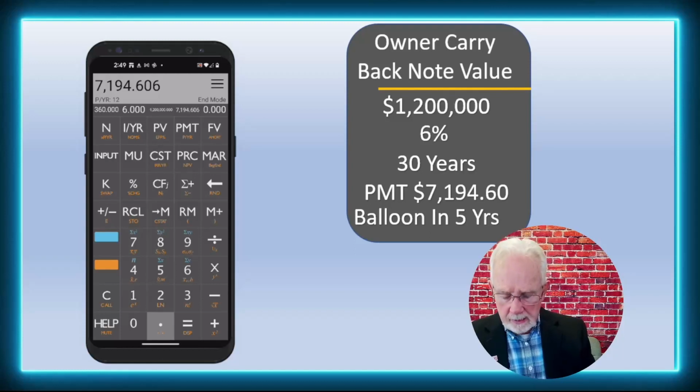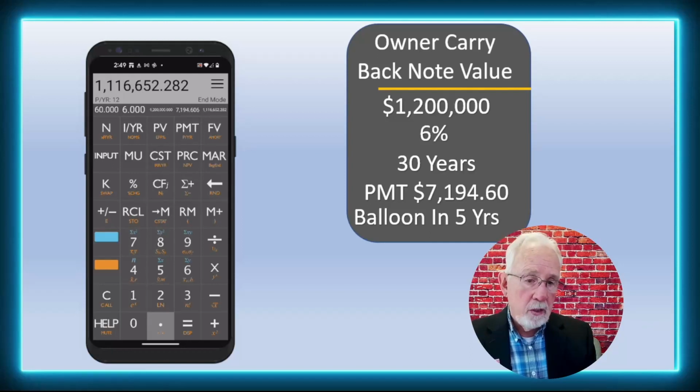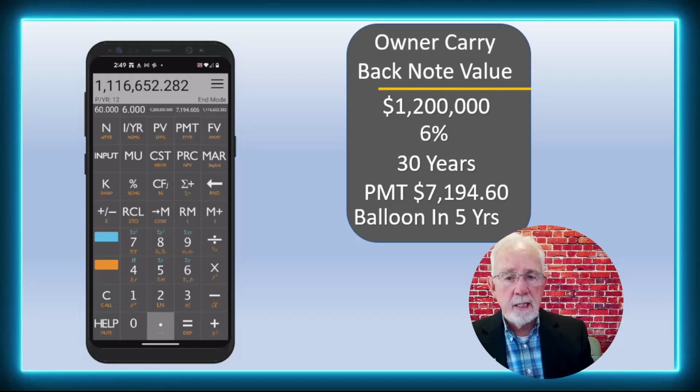And so let's see, 60 months is 5 years, put that in N, and now let's solve for the future value. So in 5 years, the person that bought your building is paying on the note, still owes $1,116,652. So that is how quickly that you can calculate the payment, the rate, or anything like that.